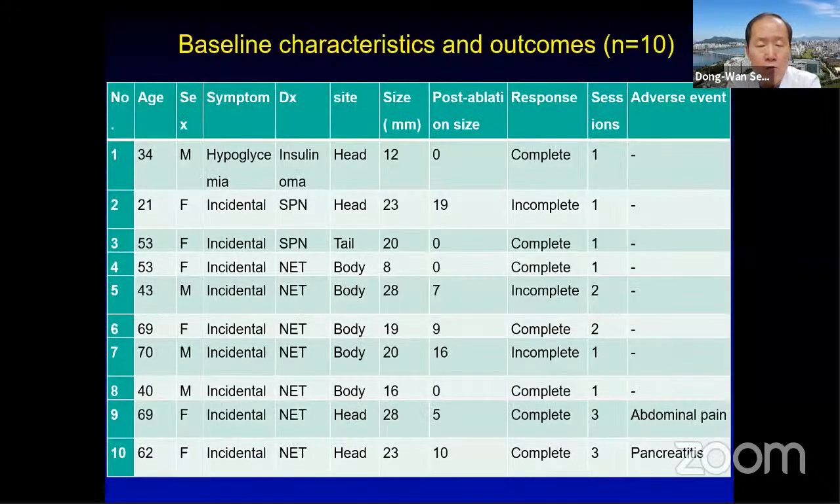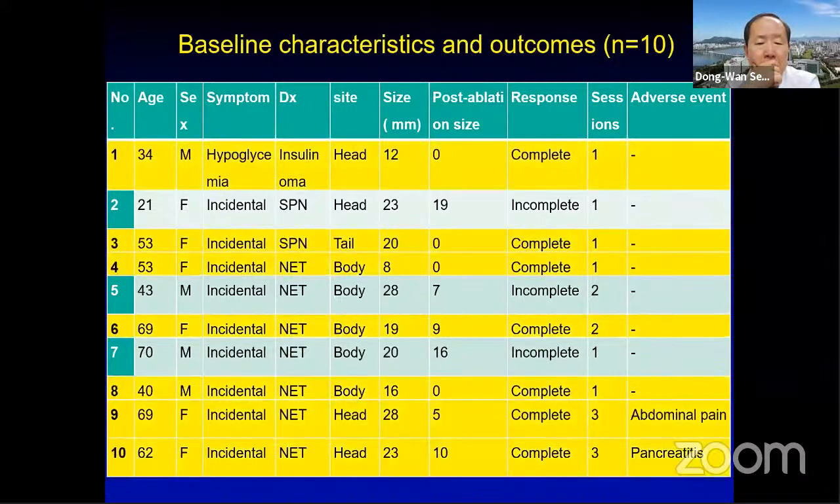This table shows the summary of our experience. We enrolled 1 insulinoma, 2 SPN, and 7 neuroendocrine tumors in our EUS-guided RFA trial. Among them, 70% of the patients showed complete response, morphologically complete response, after EUS-guided RFA. Complications: there can be some abdominal pain or self-limited pancreatitis, but there was no life-threatening complication.